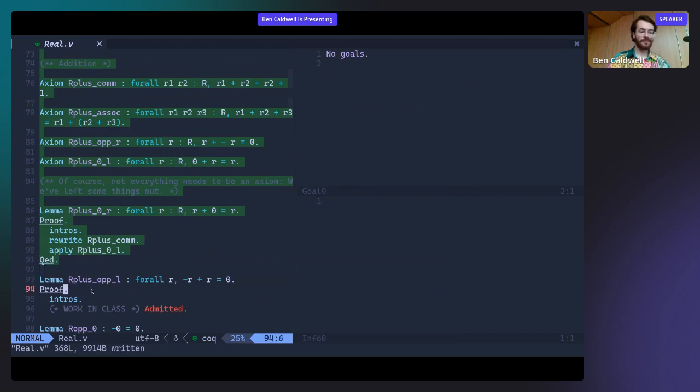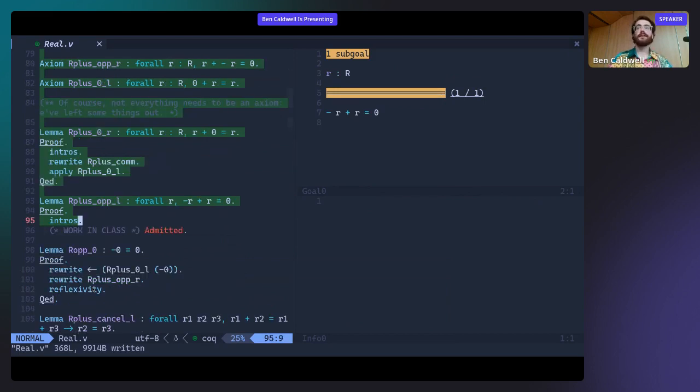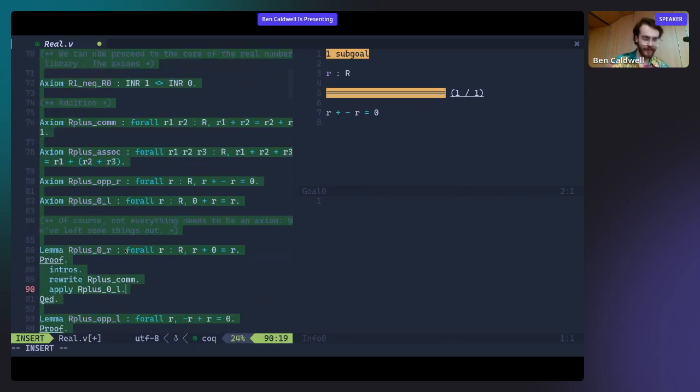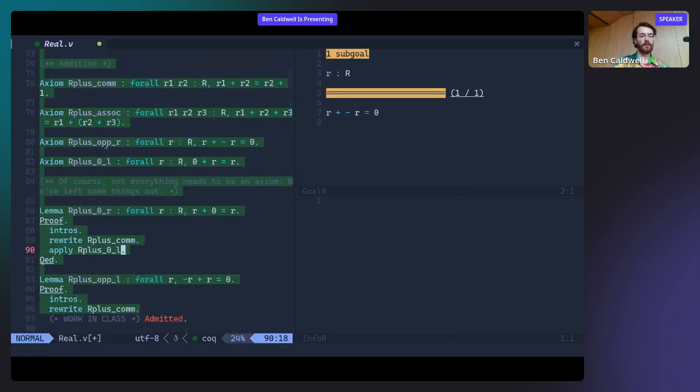All right, so R plus op L, right? It's going to start in a similar way. We're going to have to do introduction. We have to get all of our variables. Can anyone sketch the proof for me quickly? Pretty much similar to the previous one, except we use the other one, the R plus op R. If we use that, we pretty much have it. Yeah.